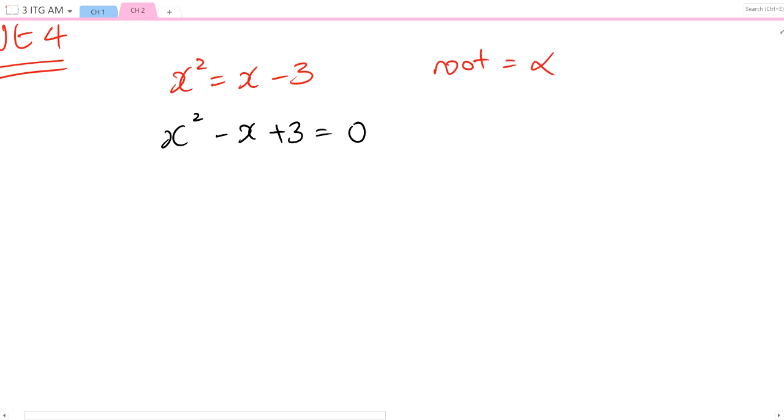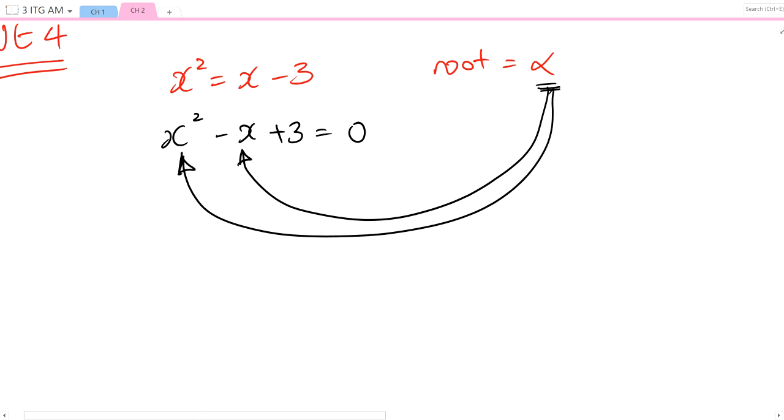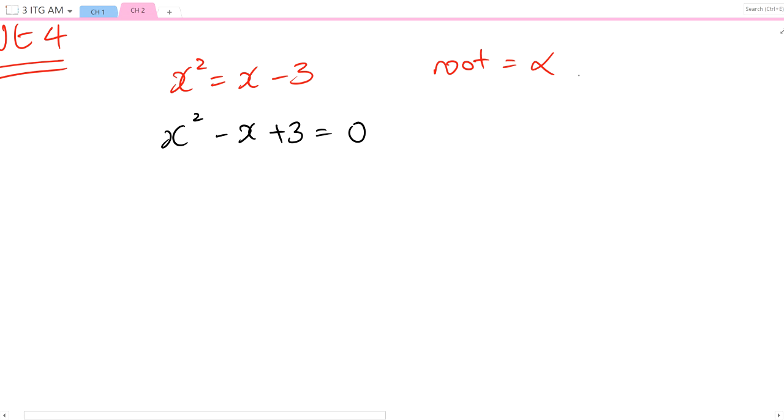Okay? Next, they tell us that the root is actually alpha. Which means if I substitute alpha inside here, it should work. Okay, that is what it means by the root is alpha. We can possibly have up to another root, beta? I don't know. Possibly another root. Okay, let's see what the question wants this time. They want you to show that alpha cubed plus 2 alpha plus 3 equals 0. How am I supposed to show this? I don't have any x anymore.